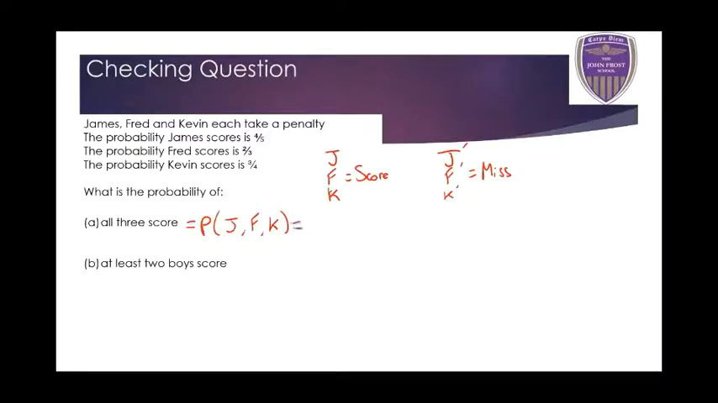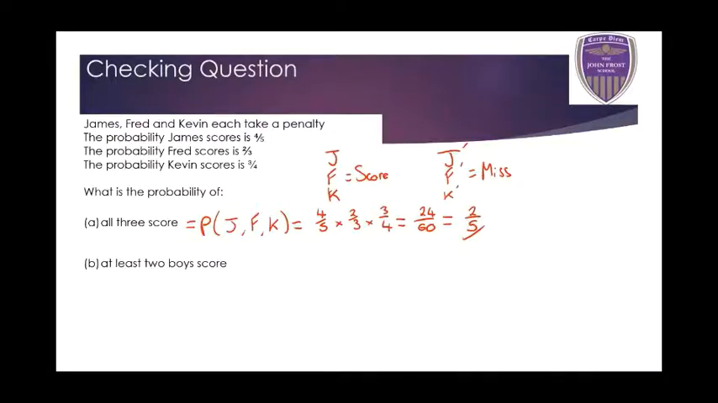Okay, so first one, we're trying to find the probability of them all scoring. So the probability of J scoring, then F scoring, then K scoring. Well, we've got all their scores up there, and we're just going to multiply them all together. So 4 over 5 times 2 over 3 times 3 over 4. And if you do all those, you should get 24 over 60. And if you simplify that, you should get 2 over 5. Job done. First one's nice and easy.